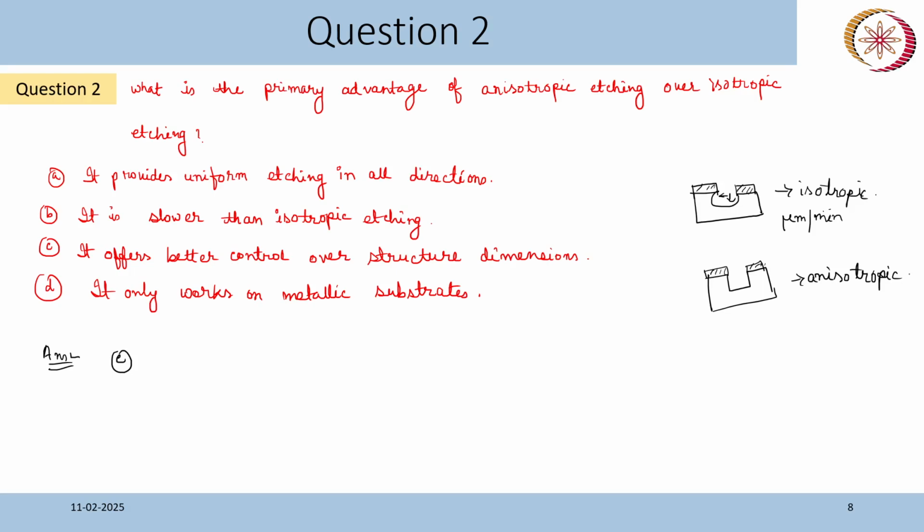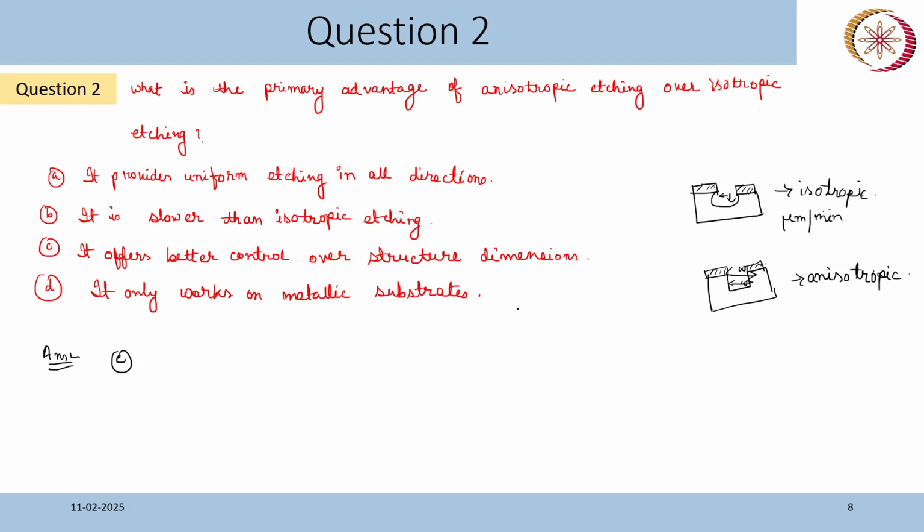Anisotropic etching is normally slower than isotropic etching. This is also true many times, but this is not the primary advantage. The primary advantage is that it offers better control of the dimensions. If we are making an opening of width w, then we can make our walls vertical so that it gives a width w at the bottom also, and throughout this cavity. So this will be w, here also it will be w, throughout this structure. That is why we go for anisotropic etching or dry etching.